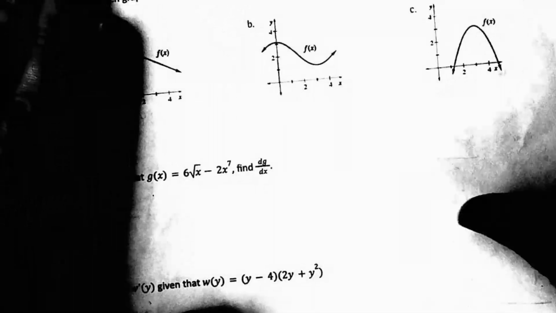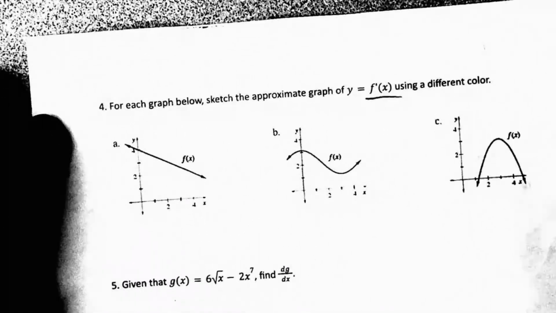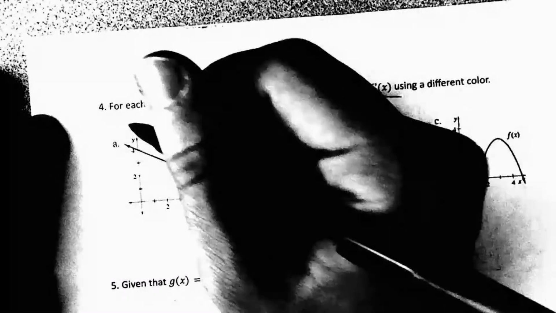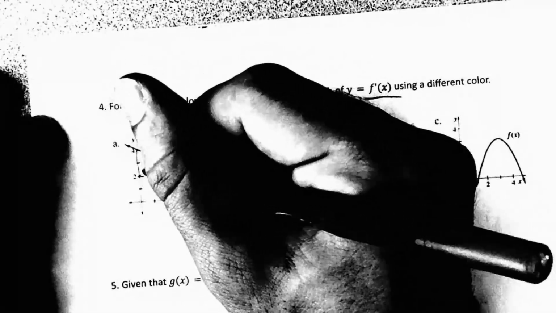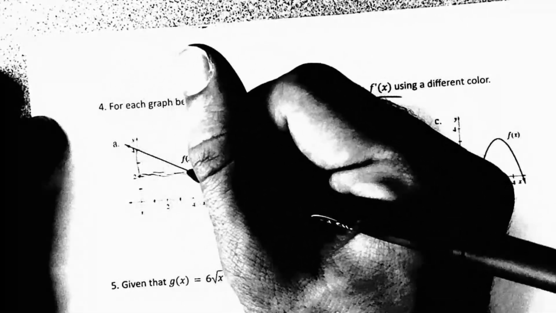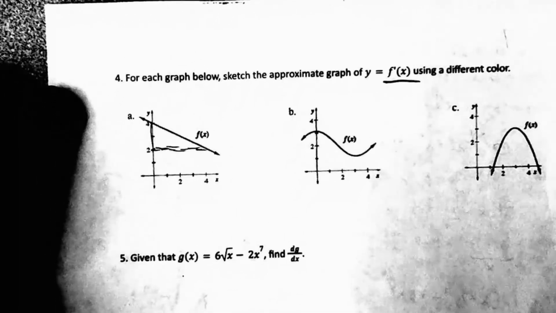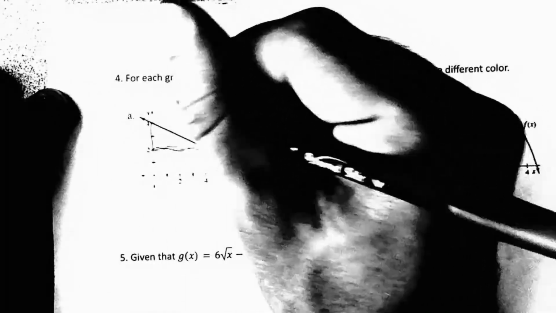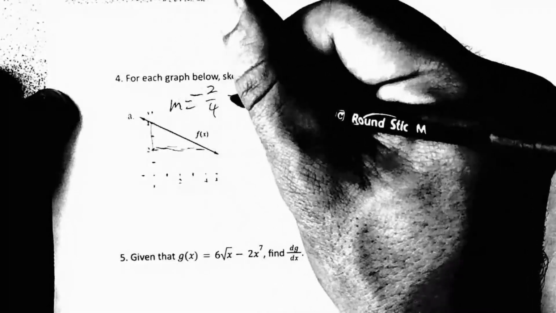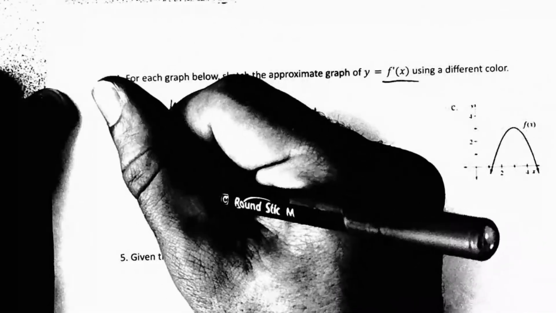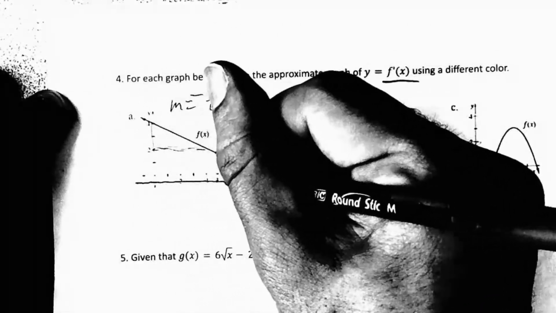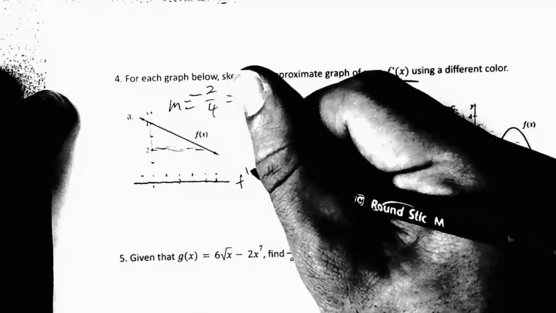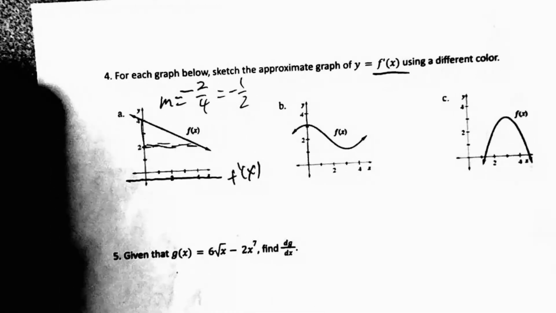For each graph, sketch the approximate graph of the derivative using a different color. Okay. So here we have, it doesn't have to be exact, but we can see we're kind of going down to over maybe 4. So that means down 2 over 4 again, rise over run, which is negative 1/2, which means I should have a horizontal line right here at negative 1/2.